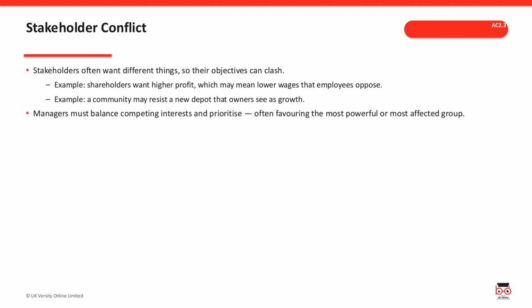Shareholders might push for higher profits, which could mean holding down the wages that employees care about. A community might resist a new depot that owners see as vital growth. Managers are left to balance these competing interests and decide whose voice carries most weight, usually the most powerful group or the one most directly affected.